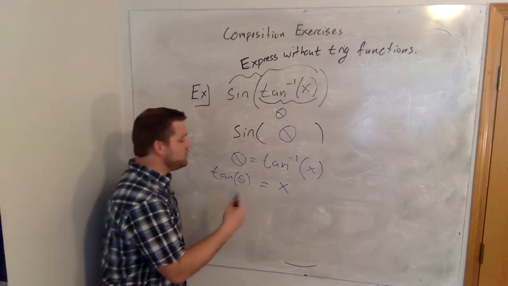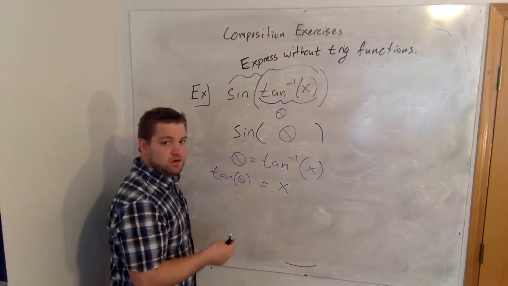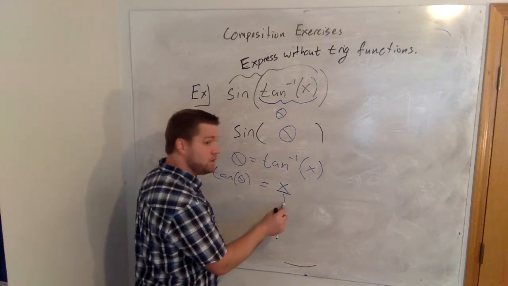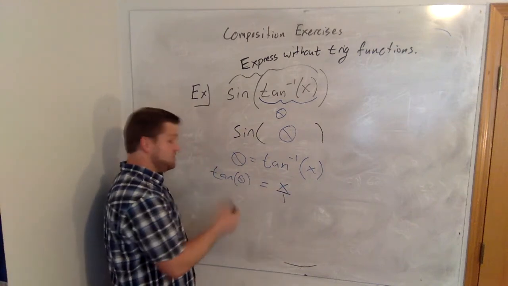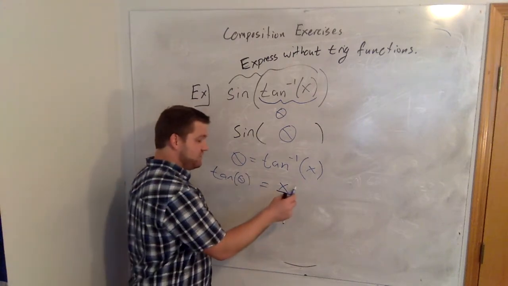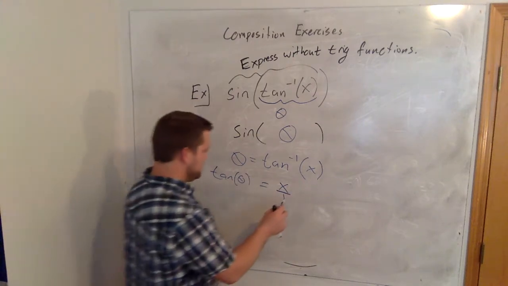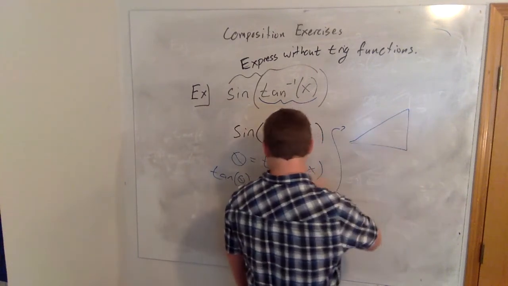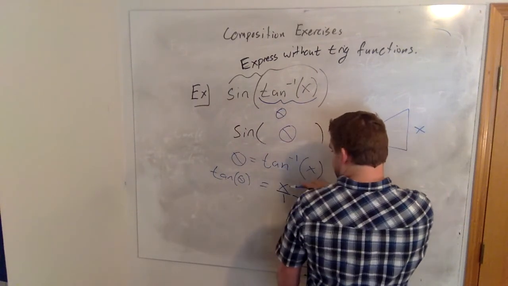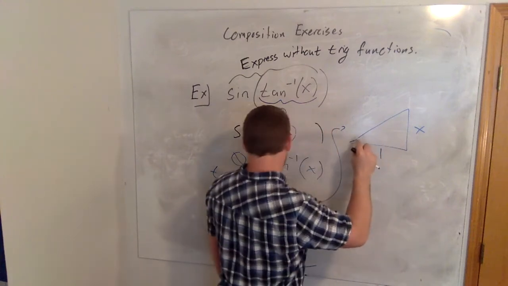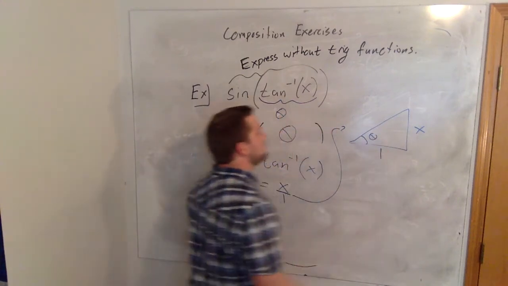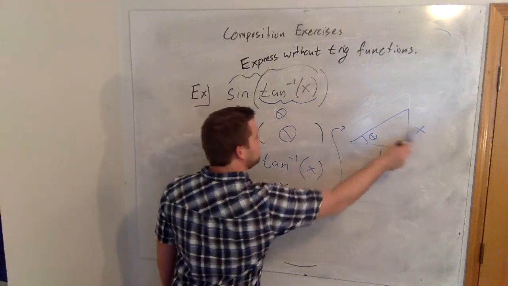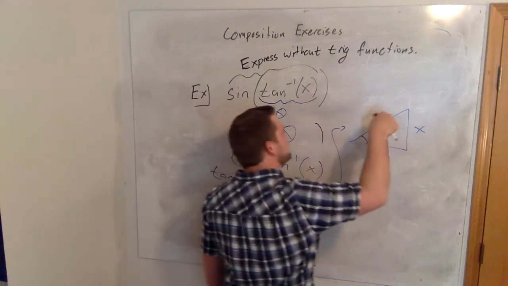But this is whispering to us secrets about this right triangle, because this is a ratio. This is x over 1. Since tangent is opposite over adjacent, the opposite is x and the adjacent is 1. And this is theta. Now what do we want to know? We want to know sine of this angle.